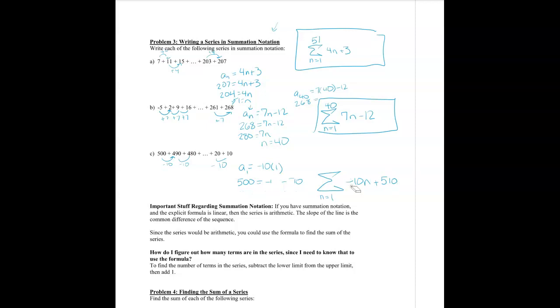Alright, so now we've got to find out what our last n is by using that explicit formula. So I'm going to set up my explicit formula equal to that last term. I should have -10n plus 510 is equal to 10, so now I just have to solve for n. Subtract that 510 over, and you should get -10n is equal to -500. Then n should be equal to 50.